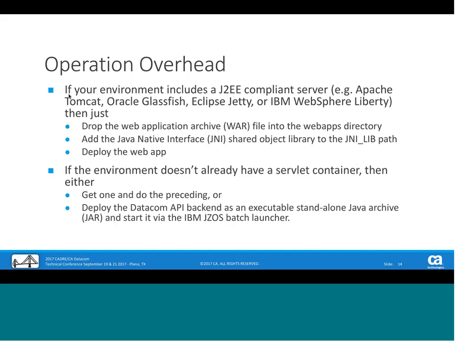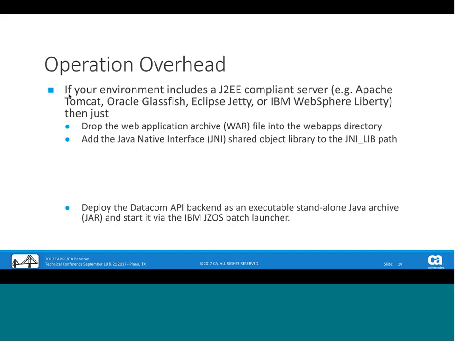If you don't have one of these servlet containers, you can either get one and do the preceding, or you would also be able to deploy the backend API as a standalone jar and then start using the JVOS bash launcher.